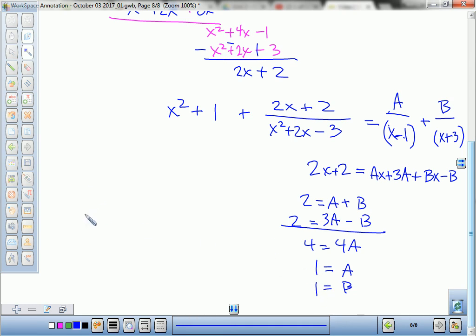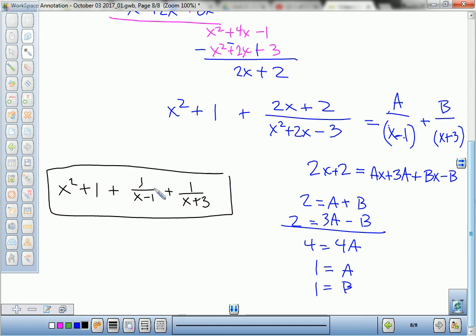Alright, so the complete partial fraction decomposition is x squared plus 1, plus 1 over x minus 1, and then 1 over x plus 3. It's okay if these two are in a different order, as long as you have the right numerators. Now this one's easy because they're the same, so it really doesn't matter.